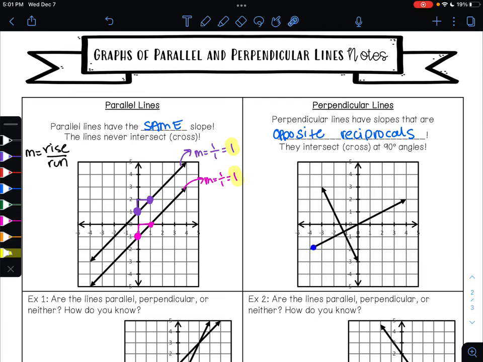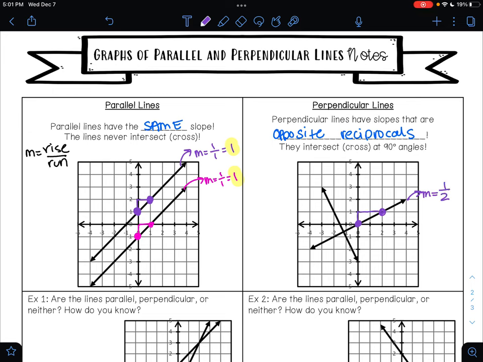So for this line right here, I'm going to pick 2 points that fall on that line. Any 2 points. So I'm going to pick this point, and I'm going to pick this point. So again, I'm using rise over run. So I go up 1 and then over 1, 2. So the slope of that line is 1/2.